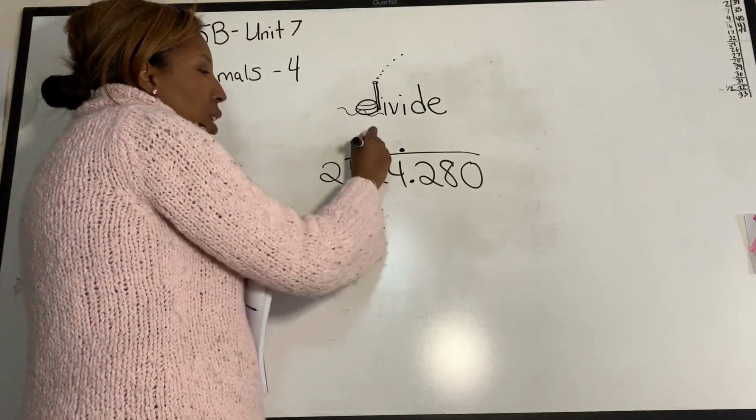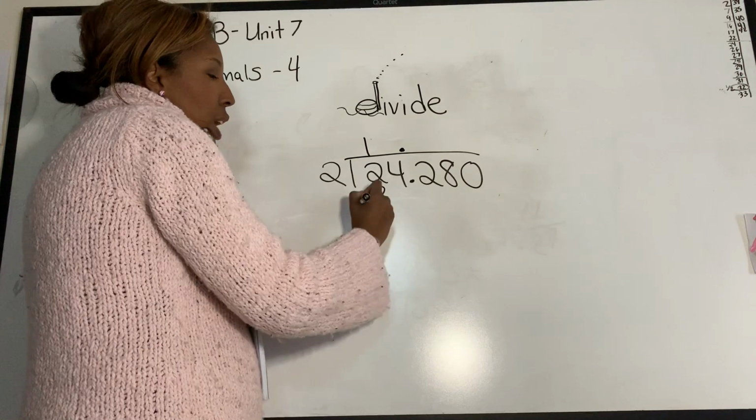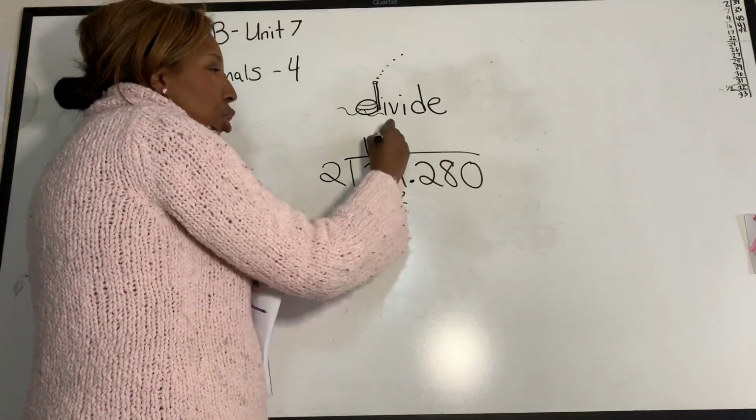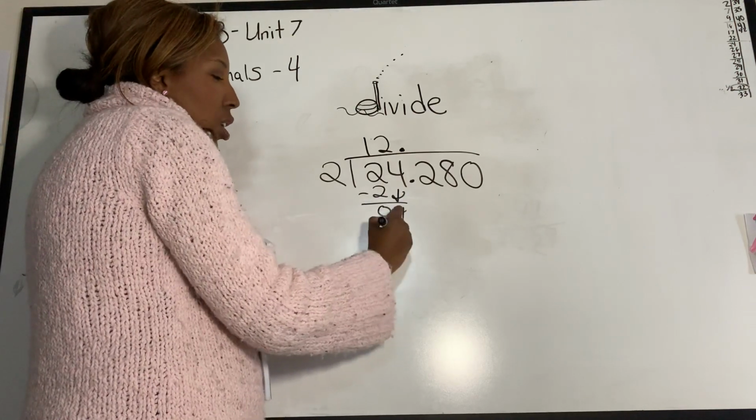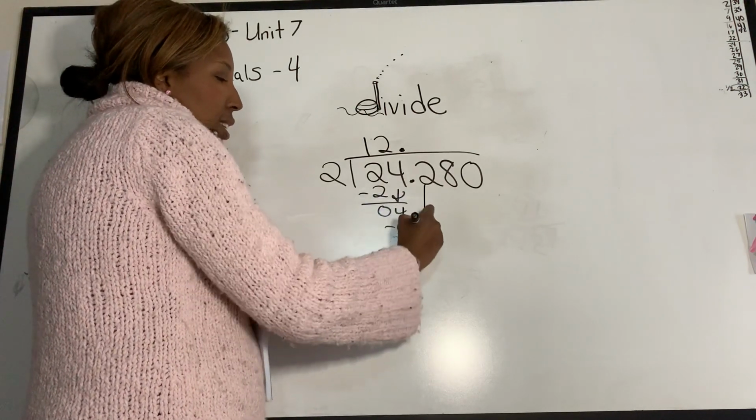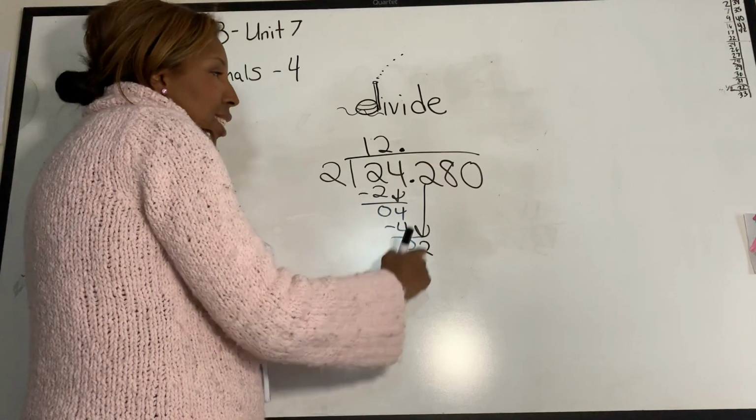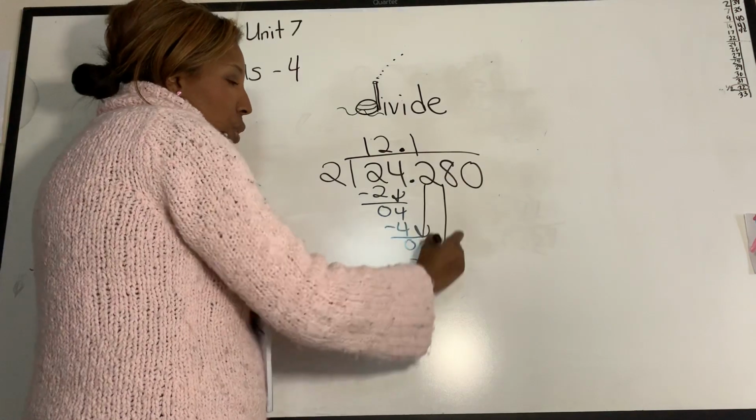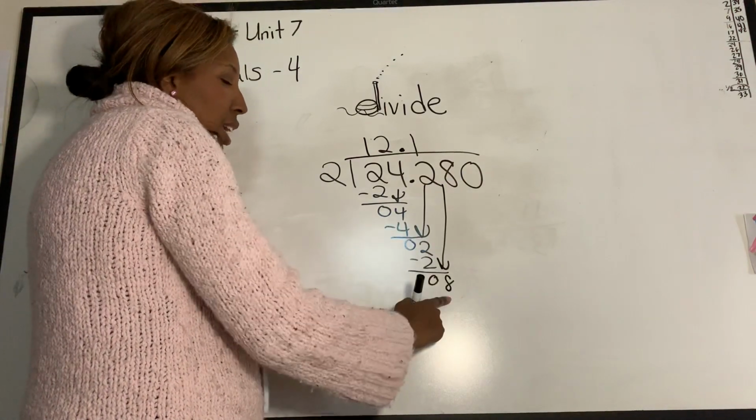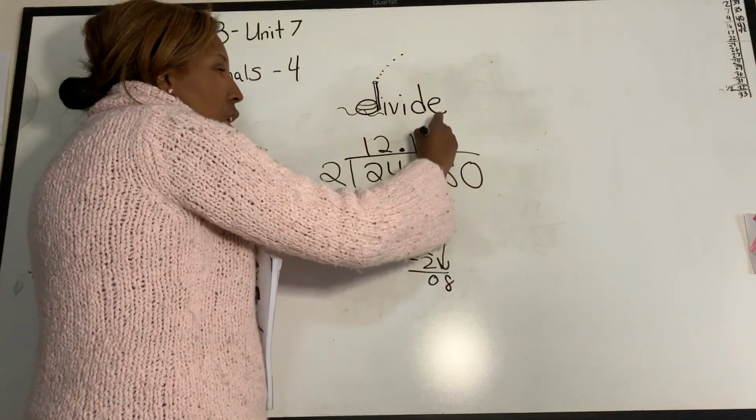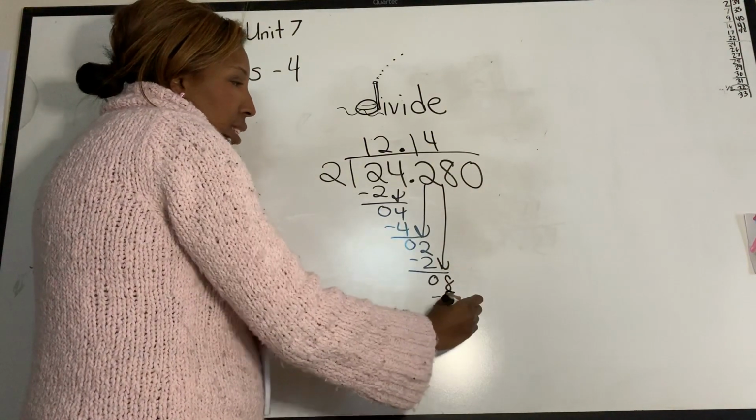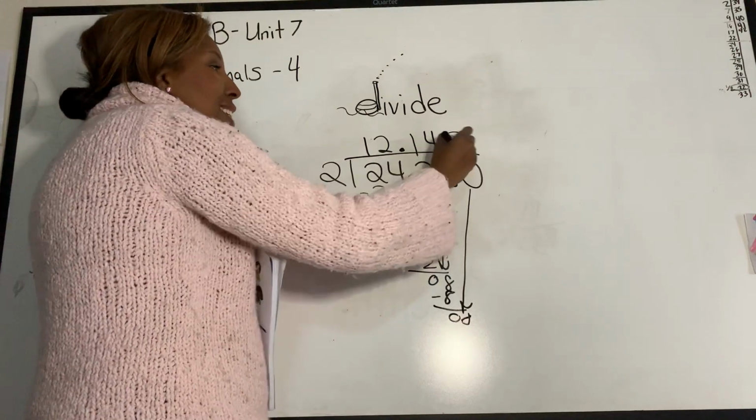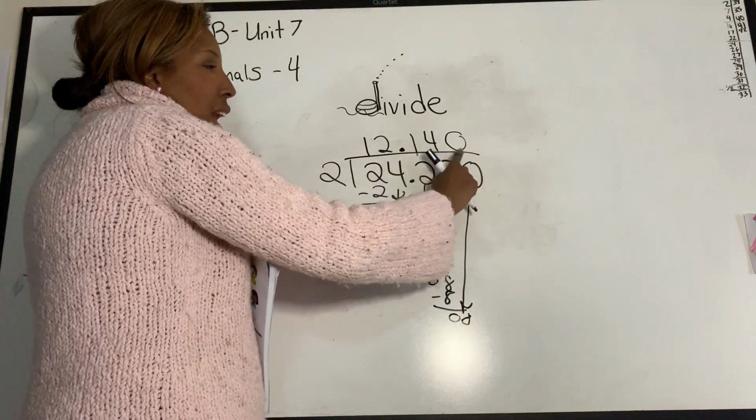2 into 2 one time. 1 times 2 is 2. Subtract, I get 0. Bring down 4. Can 2 go into 4? Yes, how many times? 2. 2 times 2 is 4. Subtract, it's 0. Bring down 2. Can 2 go into 2? Yes, 1 time. 1 times 2 is 2. Subtract, 0. Bring down 8. Can 2 go into 8? Yes, 4 times. 4 times 2 is 8. Subtract, 0. Bring down 0. Can 2 go into 0? Yes, 0 times.